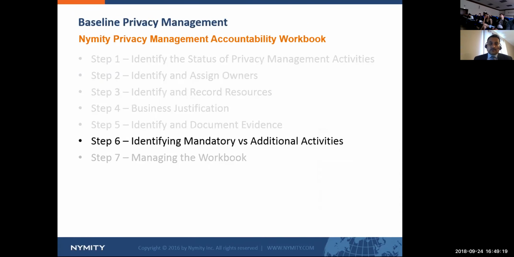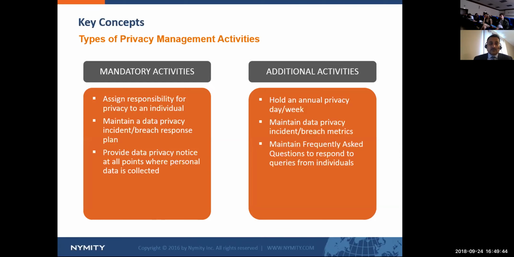Okay, two more steps. The sixth step is identifying mandatory or additional. The idea here is which activities are mandatory, and this would be by the letter of the law or by regulatory requirements, and what things you are doing above and beyond. It's not required, but you're doing it to reduce privacy risk and so forth, right? As an example, mandatory activities may be assigning responsibility for privacy to an individual, or maintaining a data privacy incident breach response plan, or providing data privacy notice at all points where data is collected.